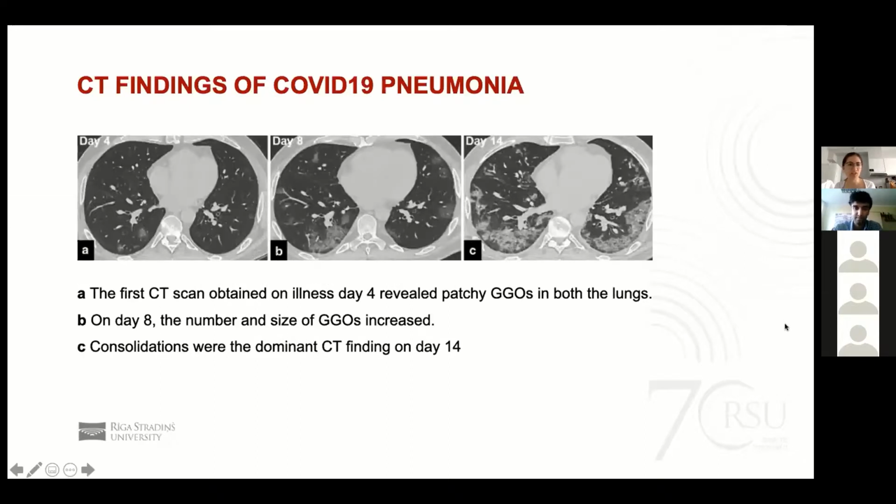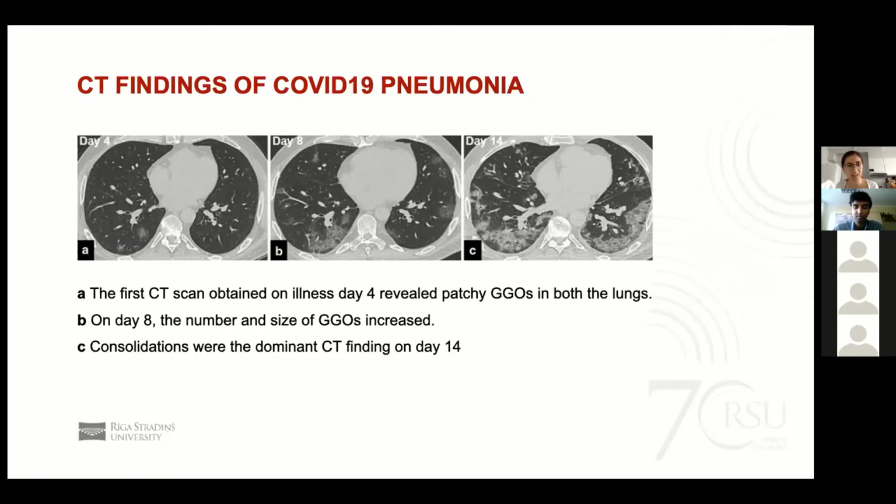And here are the findings of a patient with pneumonia with COVID. The first picture shows the illness on day 4, where you can see ground glass opacities. You can see this light gray area in the right and also the left, but more in the right lobe, in the lower areas, as you can see.